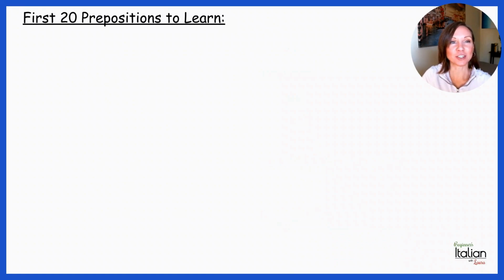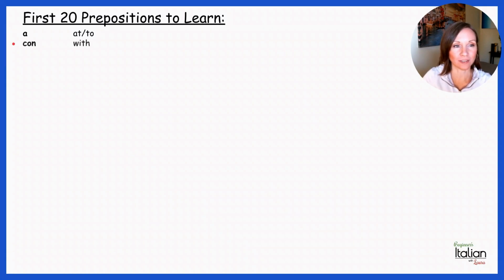Your first 20 prepositions to learn. I'll say it once, repeat after me. I'll say it a second time, repeat again, so that you can get used to how they're pronounced. These are pretty simple though. So a is at or to. Con means with. Da, from, by, or since. Di.